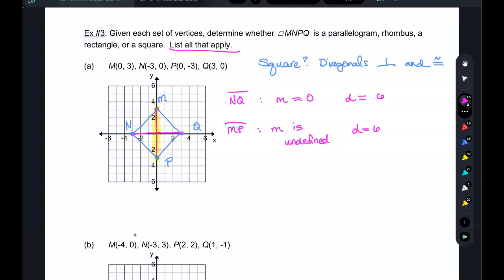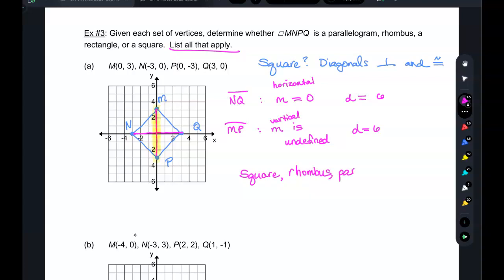So this is not just a square. We want to list all that apply. Wait, I'm confused. Because it's undefined, it's 1 over 0. Yeah, so this is a horizontal line, 0 over something, and this is a vertical line. Anytime you have a horizontal and vertical line, they have to be perpendicular. Okay, so this is a square. And what else? And a rhombus.